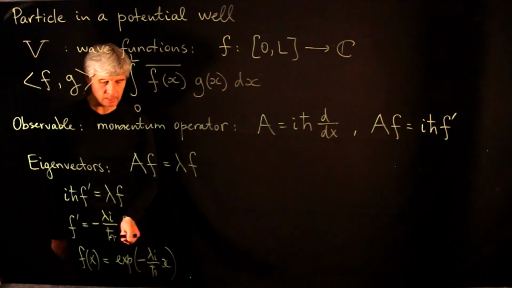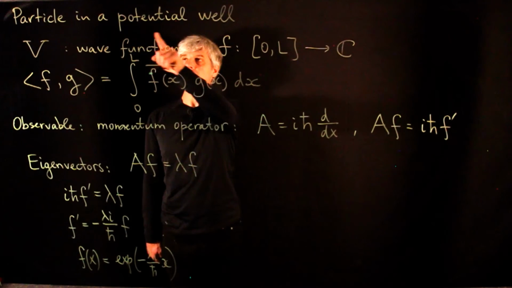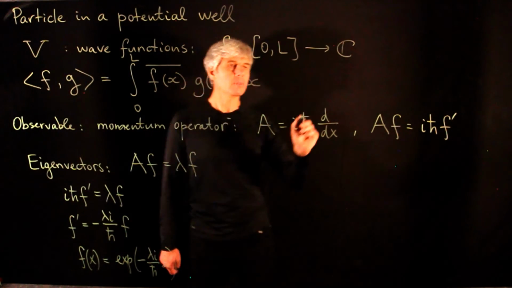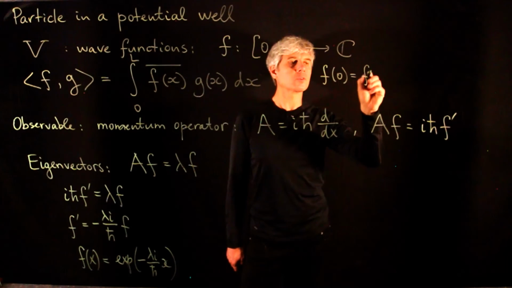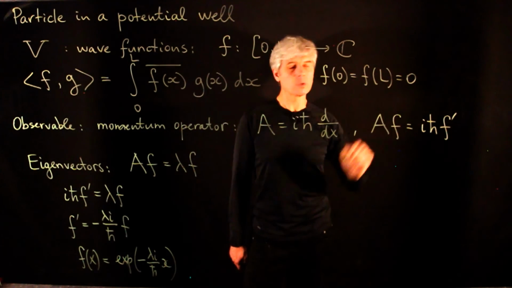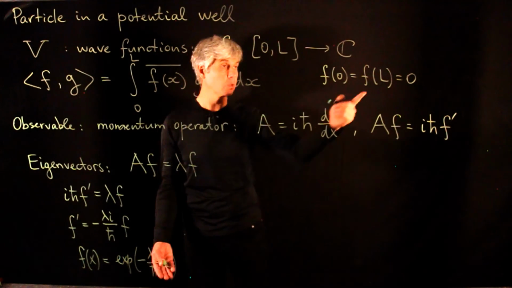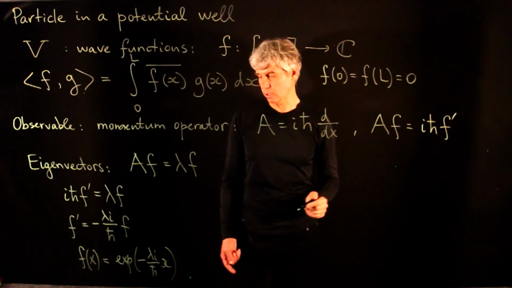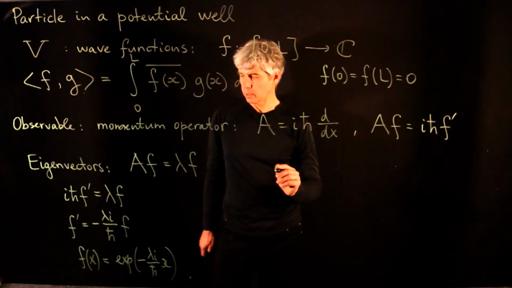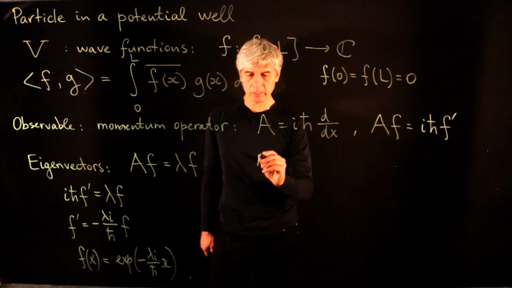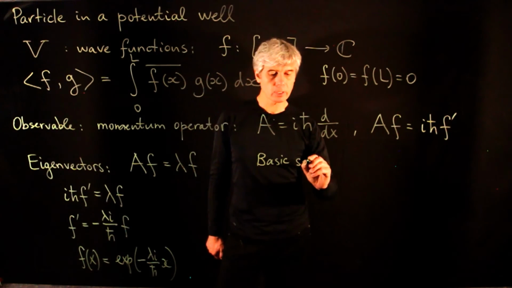And so, well, when we consider particles trapped in a potential well, then we also impose the condition that f of 0 and f of L must be equal to 0. So in fact, we see that these eigenfunctions are not going to satisfy these conditions because the norm of this is always equal to 1. So last time we wrote down basic solutions of the Schrödinger equations.